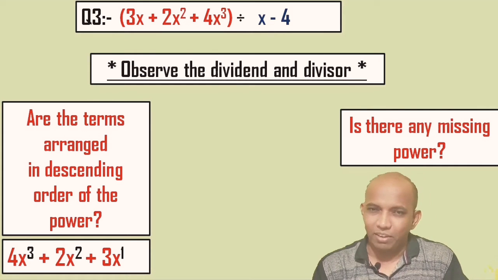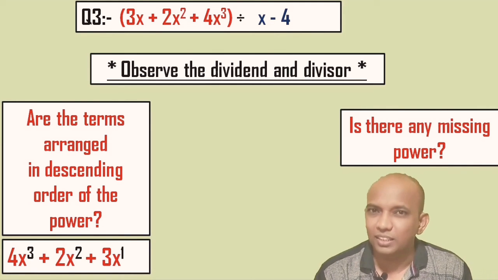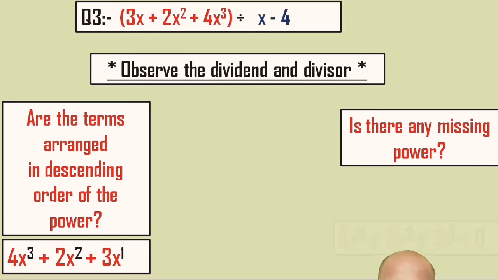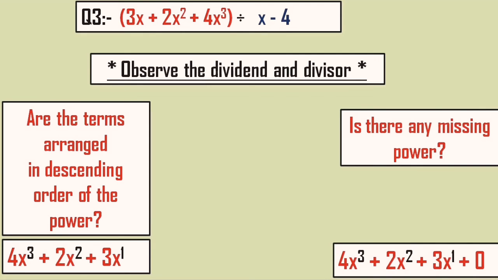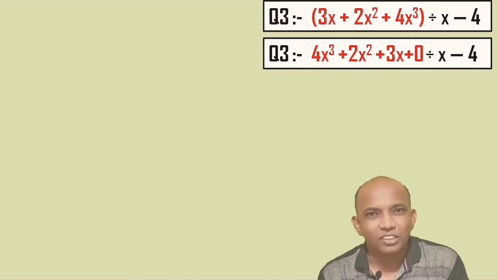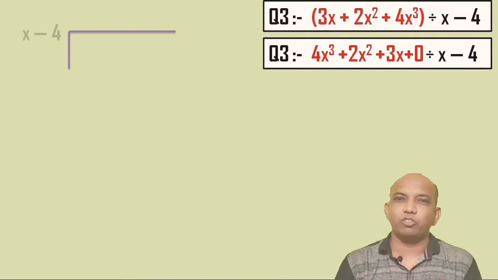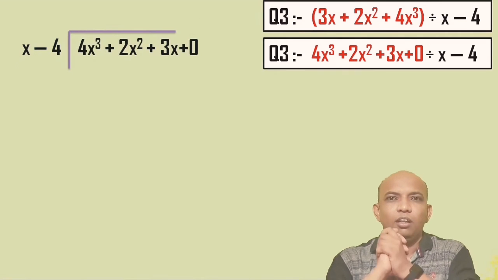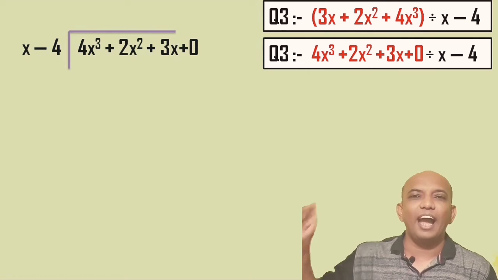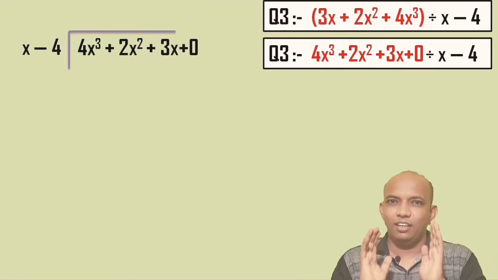X raised to 0 is missing, right? That means the constant, the last term, is missing, and for that purpose we will insert 0. My new question will be like this. Here we go with the division, in which 4x cube plus 2x square plus 3x plus 0 will be divided by x minus 4, the way you are looking on the screen, where x minus 4, being the divisor, will be written outside and the dividend inside.